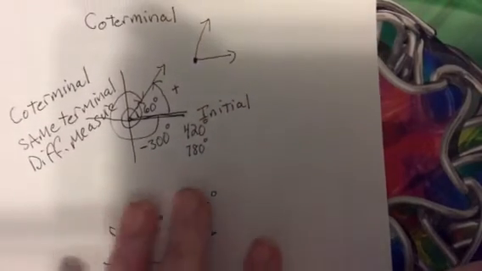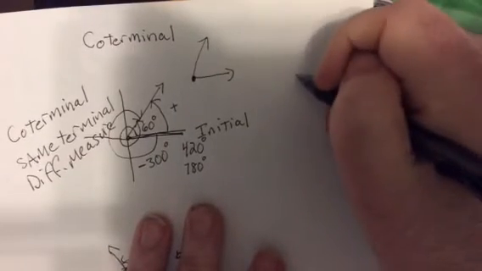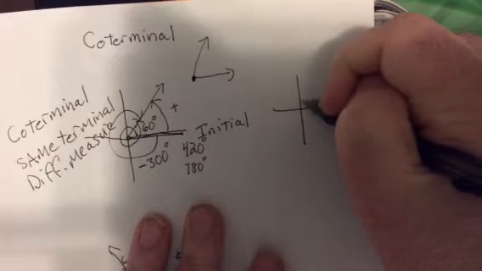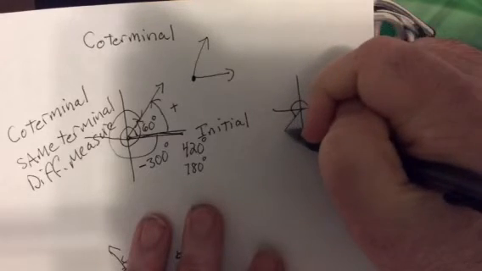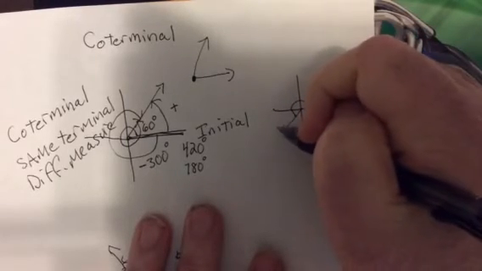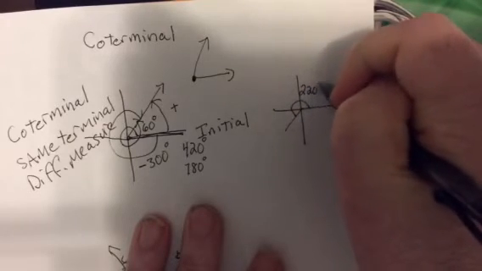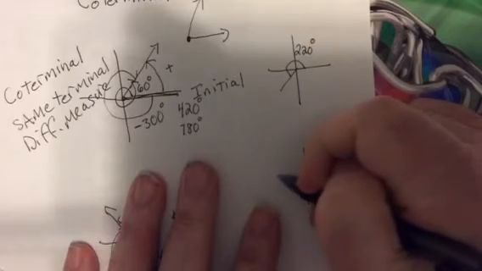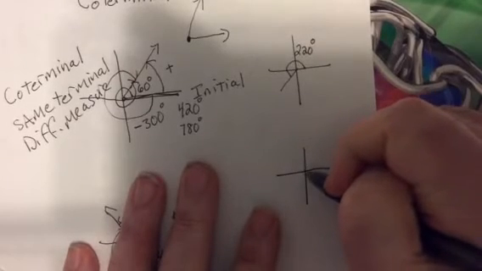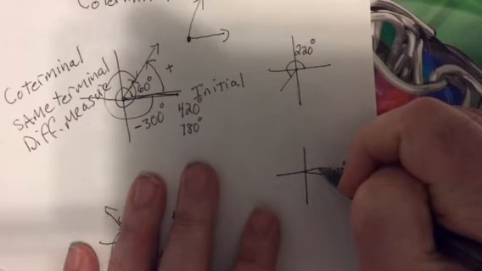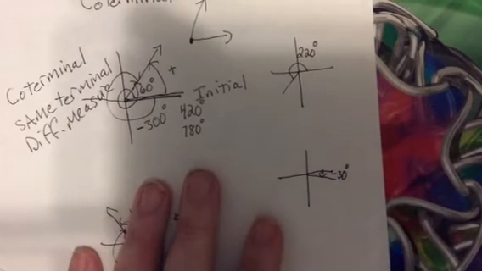So give me two coterminal angles, one positive, one negative. Let's say we have 220. And let's say a negative 30. Give me one of each.